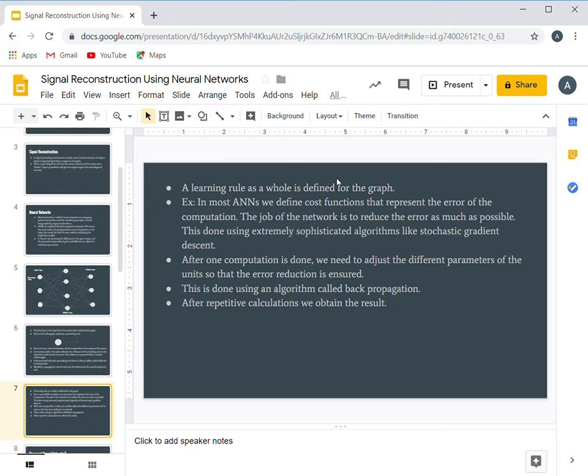So after one computation is done, we need to adjust the parameters of the unit so that error reduction is propagated through further calculations. This is usually done using an algorithm called backpropagation. How this works is, after the calculation is done, each unit and the bias that it has is reset recursively. So each and every unit is visited once, and the algorithm makes sure that the bias and the weights of the processing units are set up according to the proper calculations. After repetitive calculations, we obtain the result.